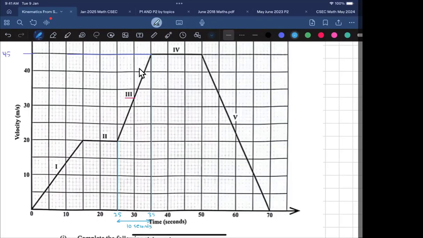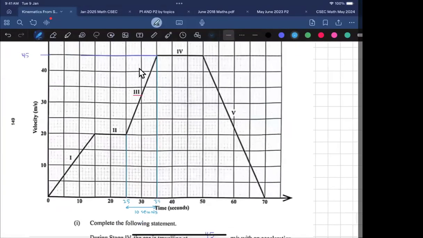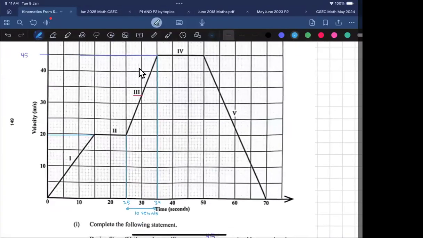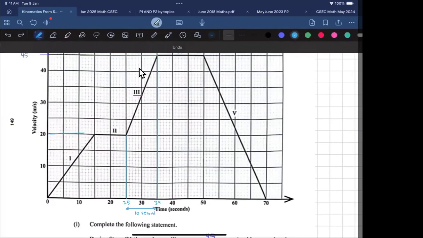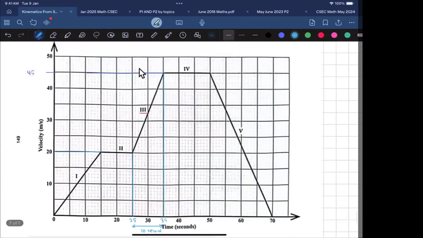And what speed did we start at in part three? 20 meters per second. And we eventually accelerated to a new velocity of 45. All right, so 20 and 45. So that's an increase of how much? 25, right.